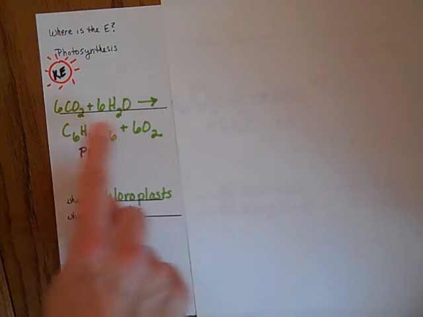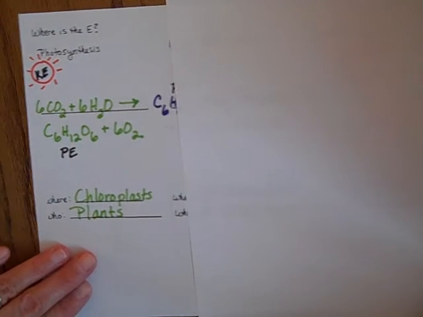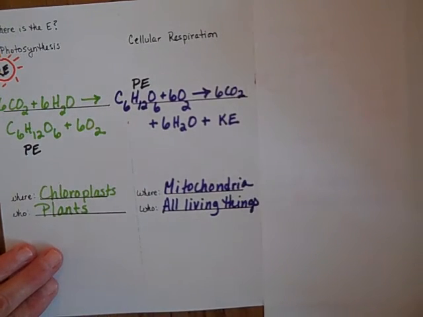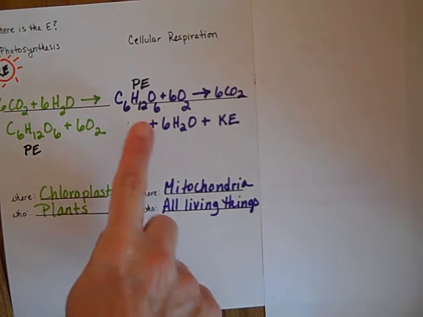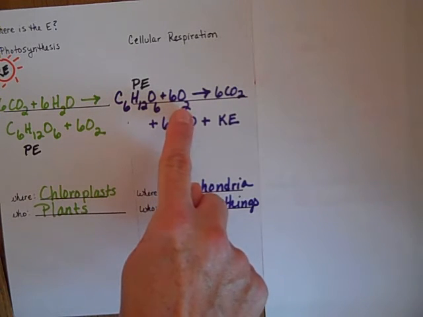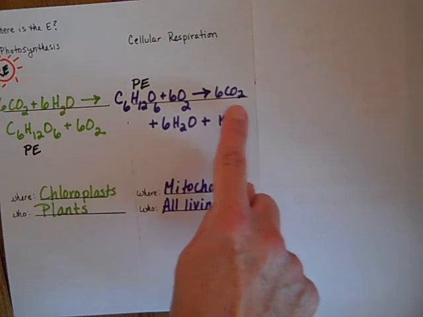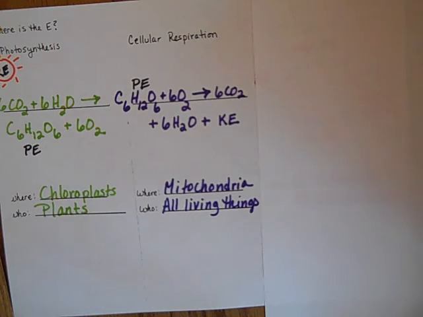Now if we take these products and we make them the reactants of the next step, which is cellular respiration, we take that potential energy in glucose and we release it. We're breaking down the energy in glucose and releasing it. So our products of photosynthesis become our reactants for cellular respiration. So glucose and oxygen react. Our products are carbon dioxide, water, and kinetic energy. This is happening in the mitochondria. All living things do this.